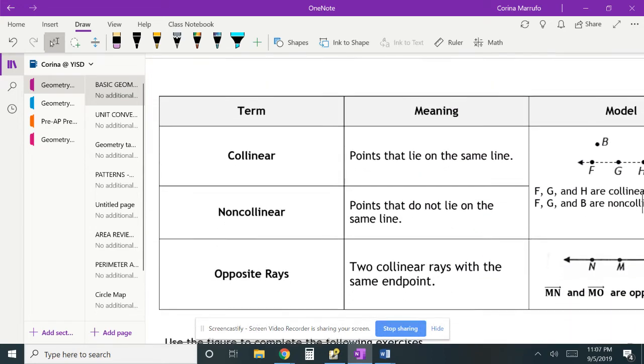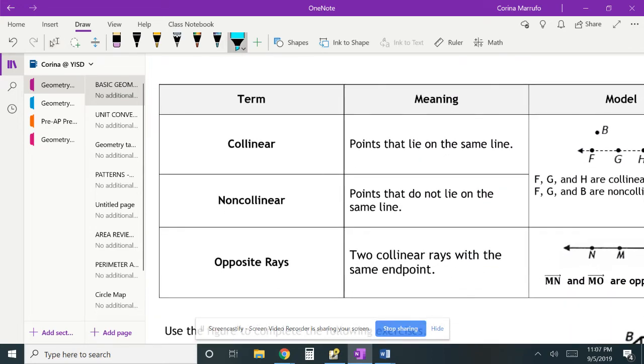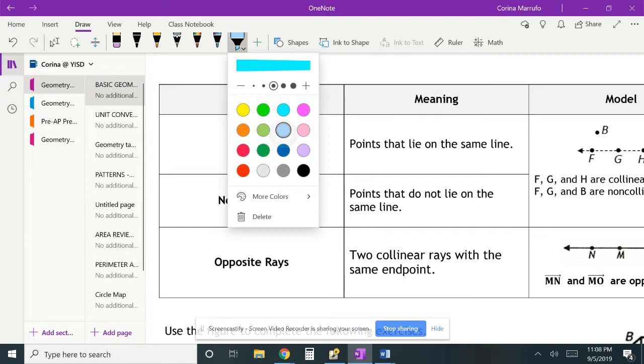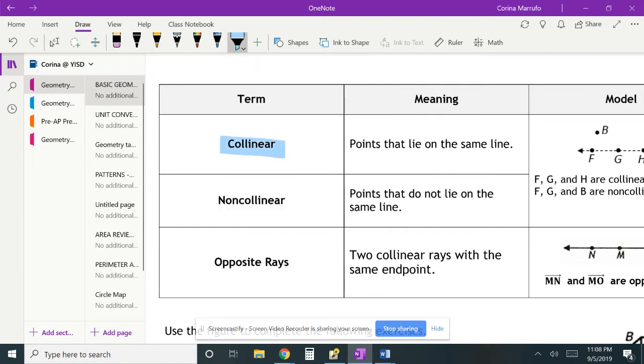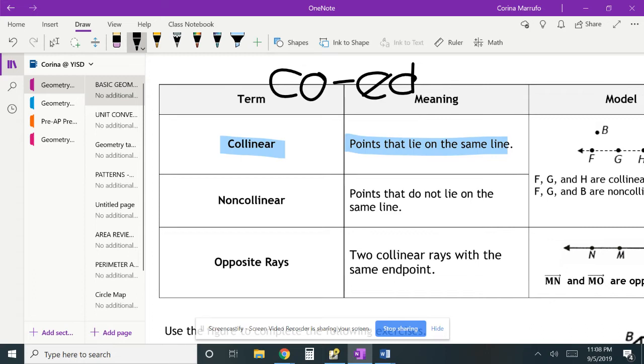All right. So now we have some more vocabulary. We have collinear. Co means they're all on the same line. So points that lie on the same plane. So maybe you've heard the term before, co-ed. It is a co-ed soccer team. It is a co-ed basketball team. That means that co-ed means that both genders can play. So collinear means that all these points lie on the same line.